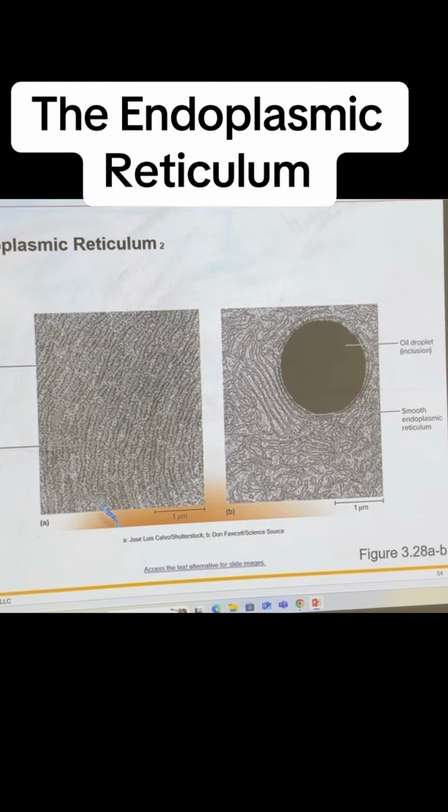Ribosomes, in the end, are going to be making proteins, whether they are attached to the rough endoplasmic reticulum or free floating. At the end of the day, whether you are on the rough endoplasmic reticulum or free floating, you're going to be making proteins.